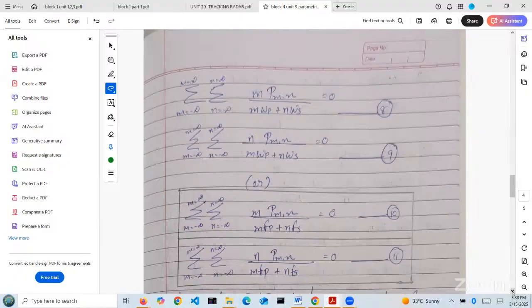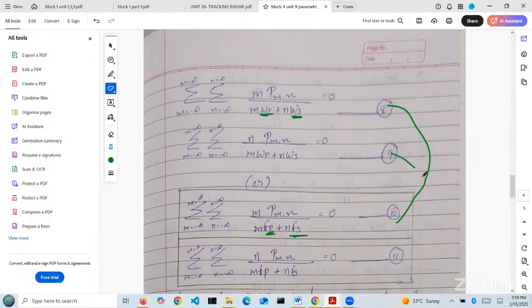First term is made 0, second term is made 0. What will we get? We will get equation number 8 and equation 9. After that, I am writing in terms of frequency. Same, 8 and 10 are the same. What is the difference between 8 and 10? In 8, the equation is written in terms of omega p and omega s. Equation 10 is written in the form of fp plus fs.